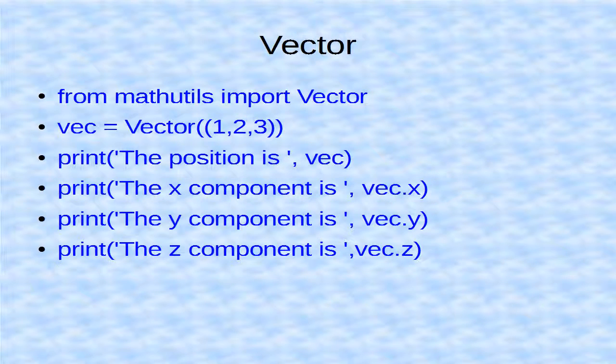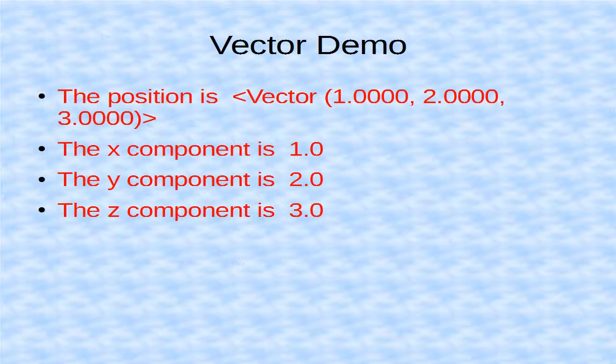To use the vector class, we have to import it from mathutils. Then we create a vector instance by using a tuple of 3 components as the argument. The 3 components are the x, y, and z components. The 3 print statements show that we can get the different components of the vector.